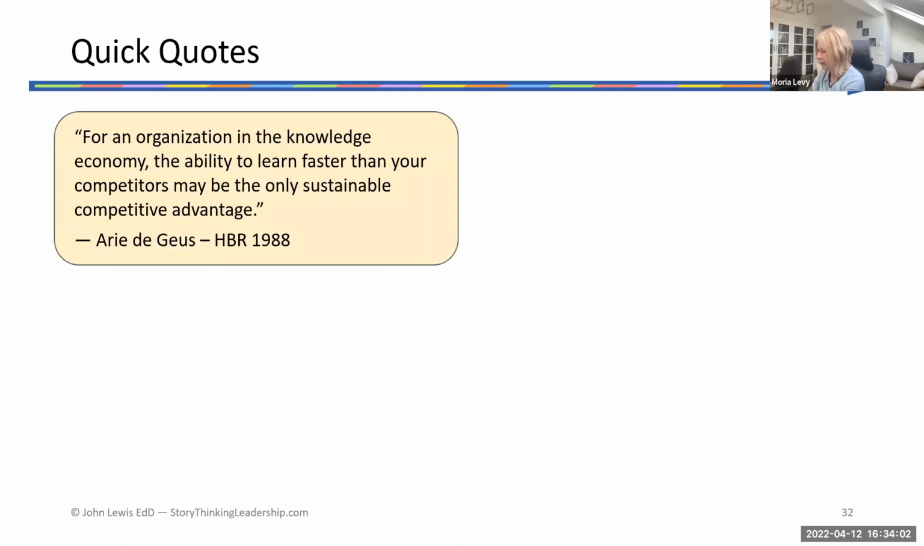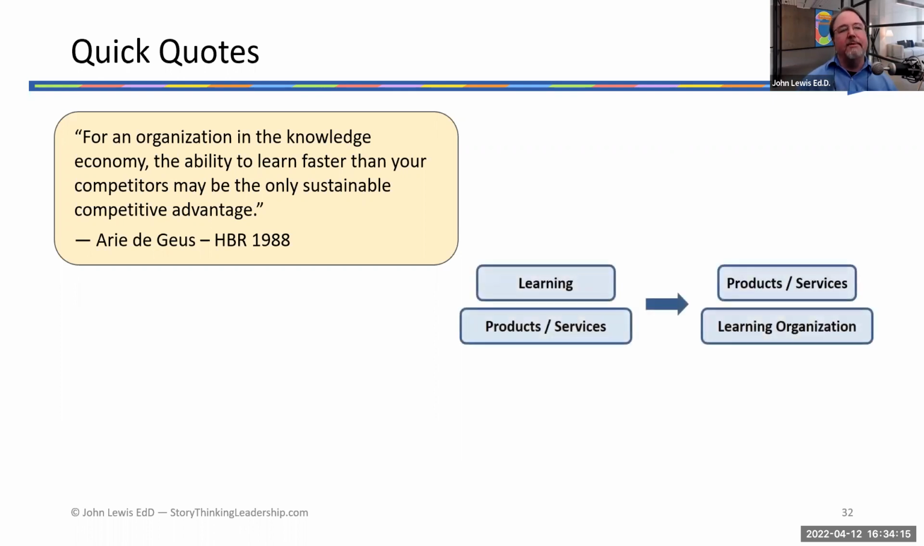Okay, some quick quotes. For an organization in the knowledge economy, the ability to learn faster than your competitors may be the only sustainable competitive advantage. So he was talking about this idea of taking everything we know about learning, and I don't mean memorizing and procedural steps, but learning as in story thinking. And instead of applying that to our current products, making it our core competency, a learning organization knows what learning is as its core competency. So as change comes along, we can actually adapt with new products and services.